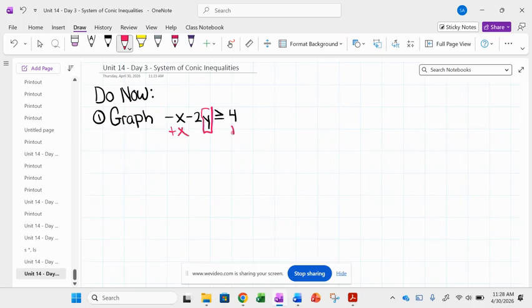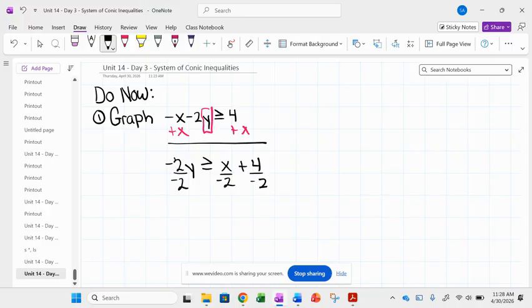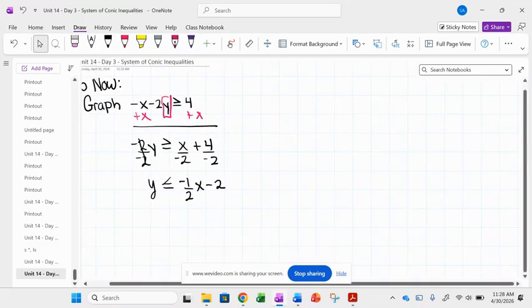by adding x to both sides. So then we're going to be left with a negative 2y is greater than or equal to x plus 4. Now we have to remember, when we divide by a negative and it's an inequality, what must we do to the inequality sign? Flip it. So instead of y being greater than or equal to, now it's y is less than or equal to negative a half x minus 2. And now we have it in slope-intercept form.